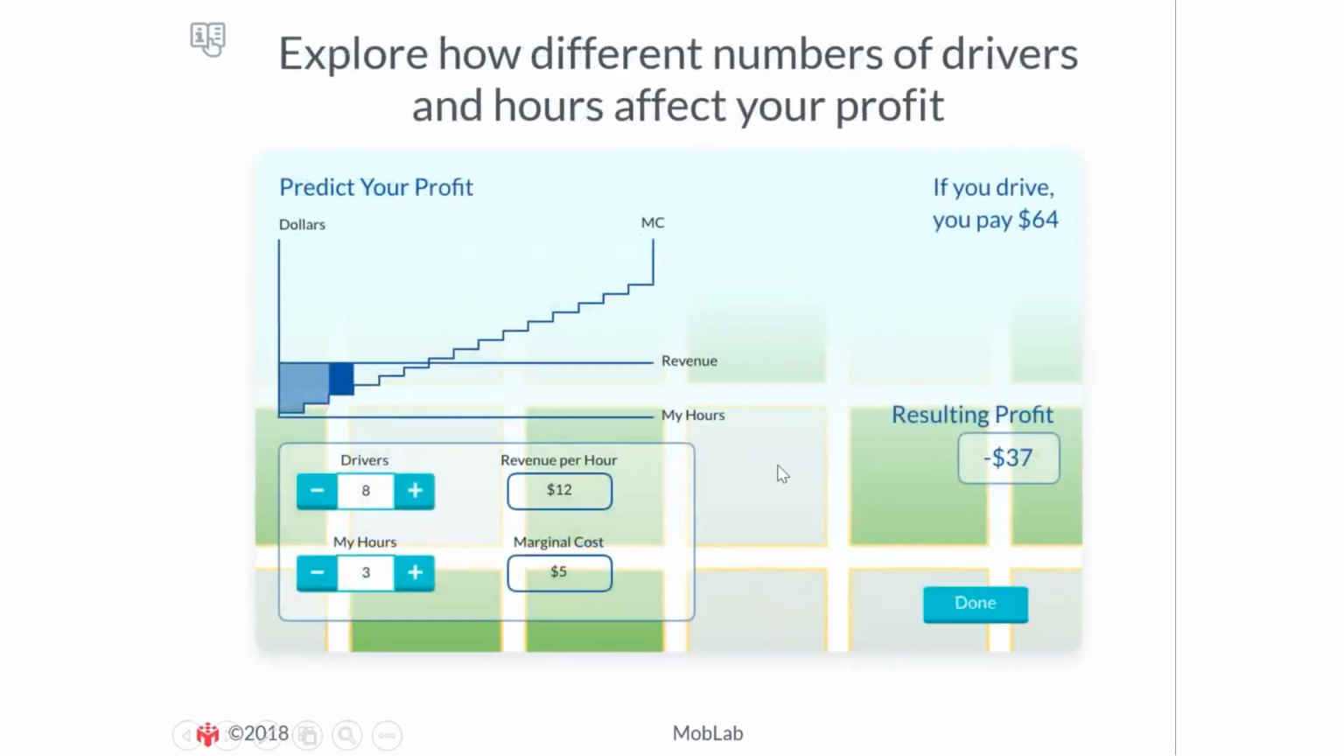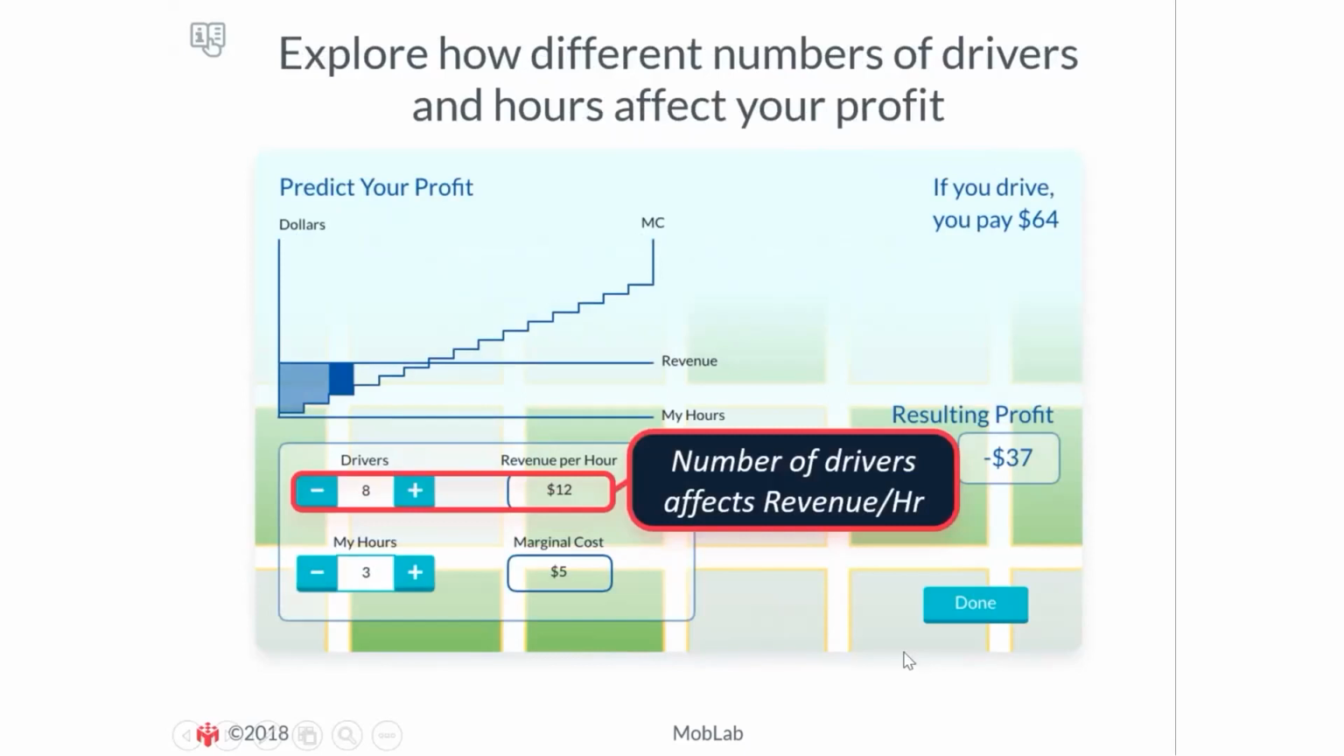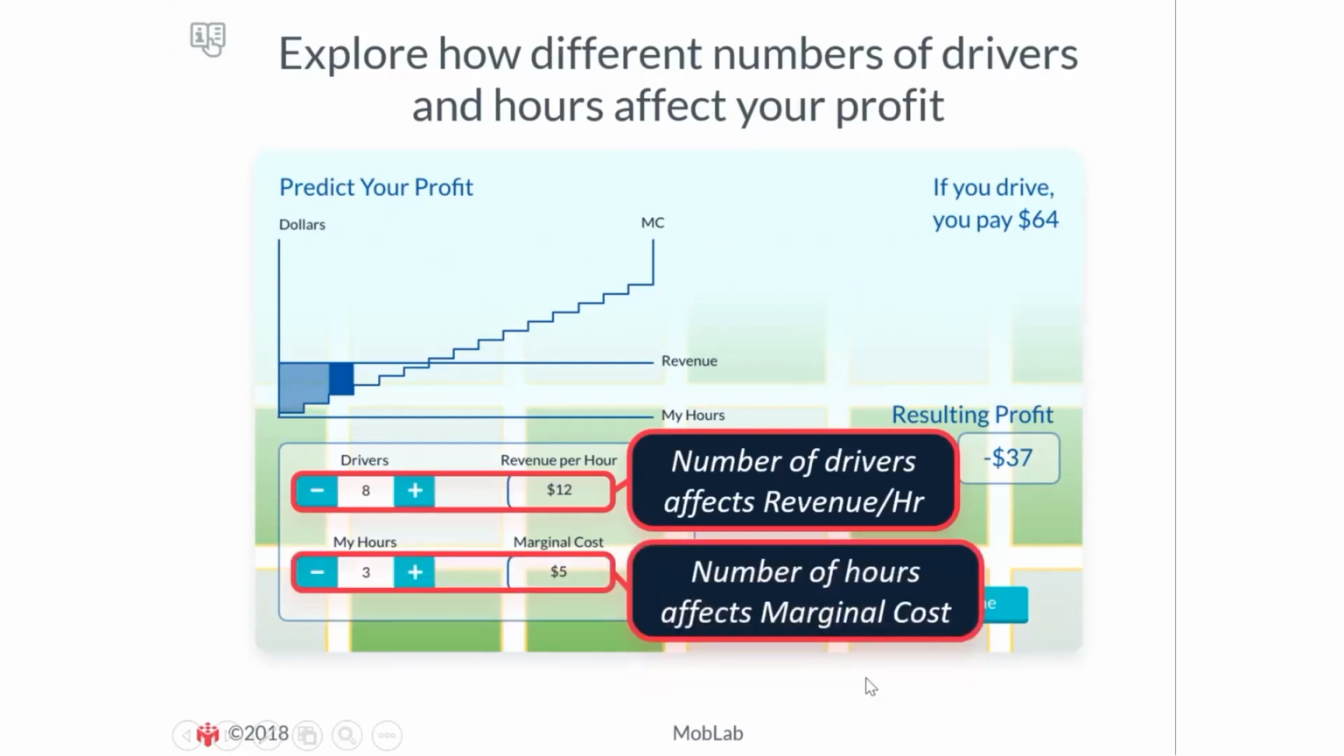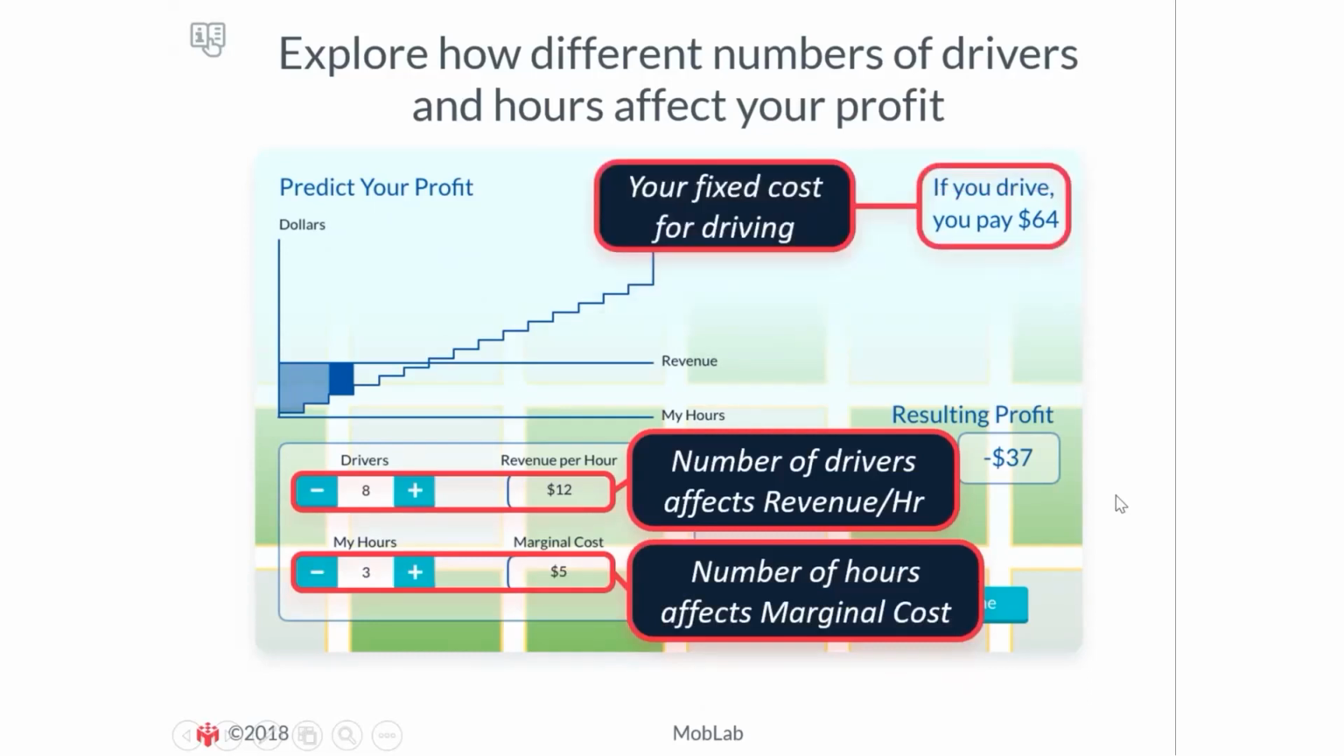So you can choose how many drivers. If you increase or decrease, you will see how the revenue per hour would change. And then you can also choose how many hours you're going to drive. This will affect your marginal cost because the more hours, the more stressful you are, so you would have a higher cost. And you have a fixed cost because you have to rent the cab. So you have a fixed cost for driving.